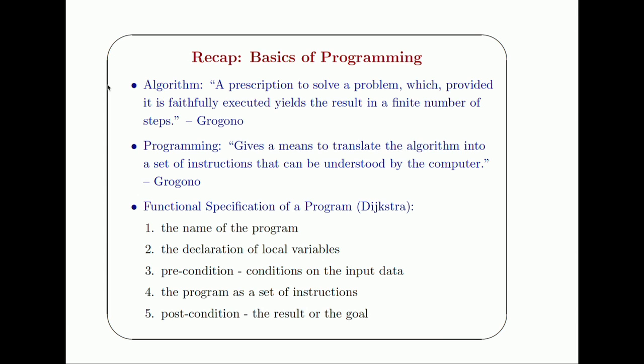An algorithm is written in English-type statements, whereas programming is done in a particular language, C or C++, Java, Python, whatever it may be. Here is a functional specification of a program that I have given. This is something that I advise all my students.